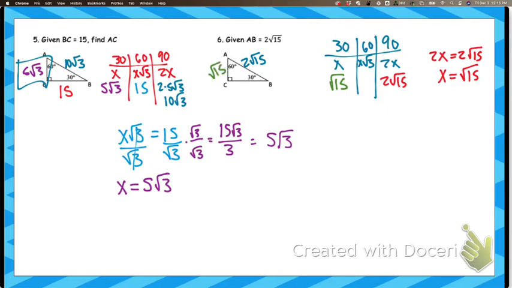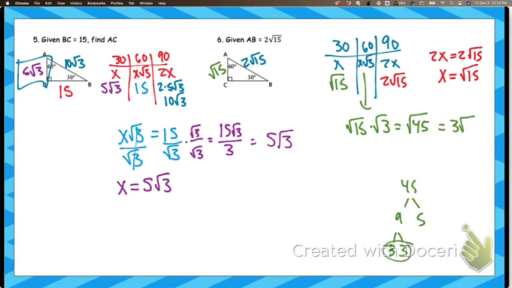In the 60 column, I don't really have a lot of space, so I'll move that down here. I replace x with the square root of 15. I can multiply those together, and I get the square root of 45. But again, that actually can simplify. So the square root of 45, I can take 45. That breaks down into 9 and 5. There's a pair of 3's. So this is 3 square root 5.